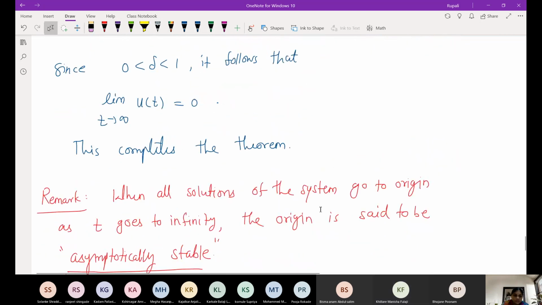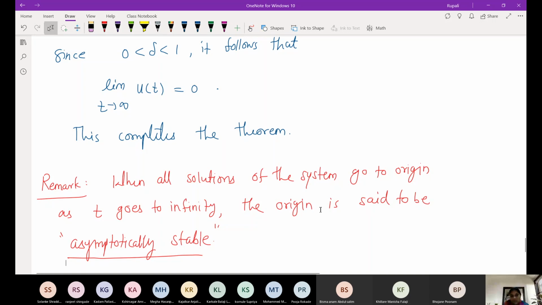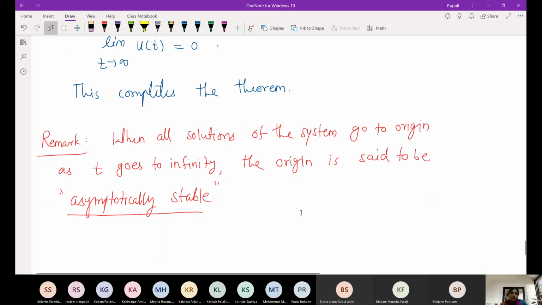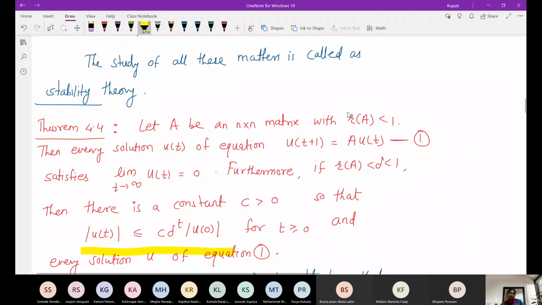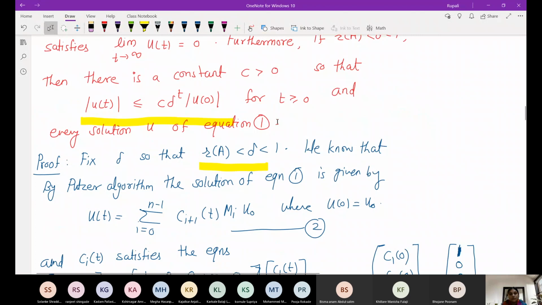So if I want to check whether origin is asymptotically stable, then I need to check all solutions go to origin as t tends to infinity. When will it tend to 0 as t tends to infinity? From this theorem, if spectral radius of A is strictly less than 1. So whenever we want to check whether some model is asymptotically stable or not, then we find its eigenvalues. If all eigenvalues are less than 1, or if spectral radius of A is strictly less than 1, then from this theorem we can say that all solutions go to origin as t tends to infinity. Is that okay?